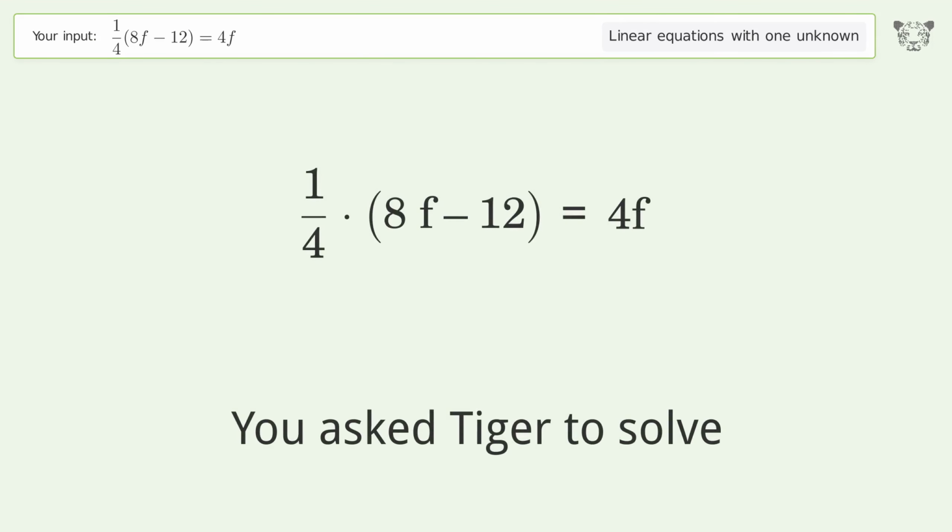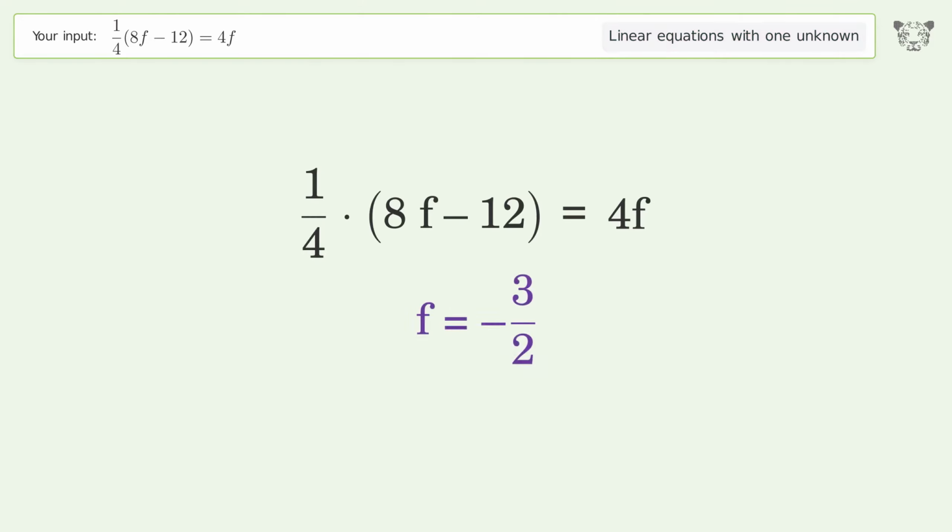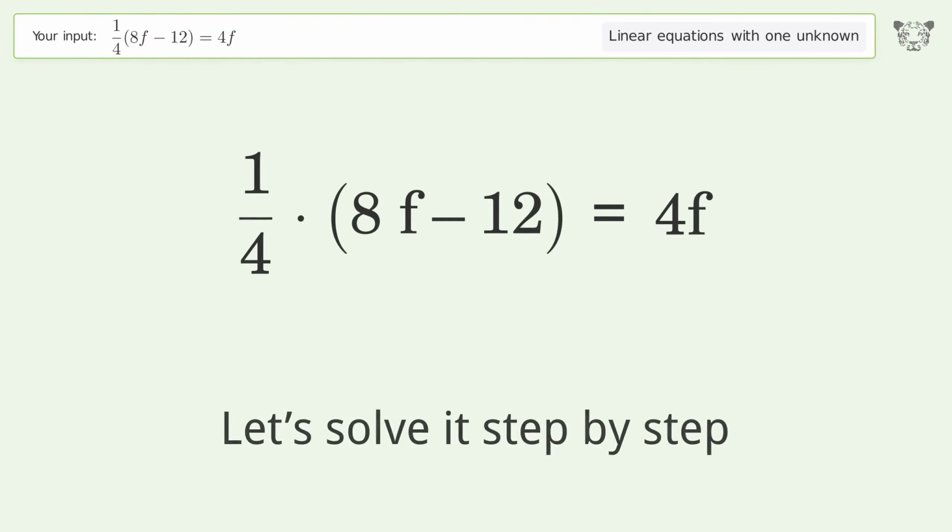You ask Tiger to solve. This deals with linear equations with one unknown. The final result is f equals -3/2. Let's solve it step by step.